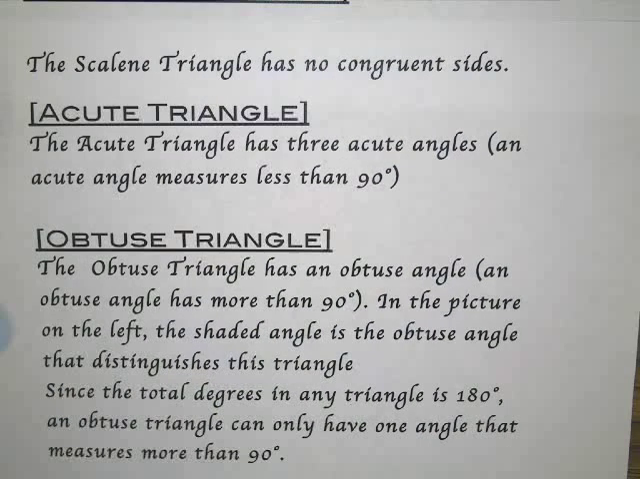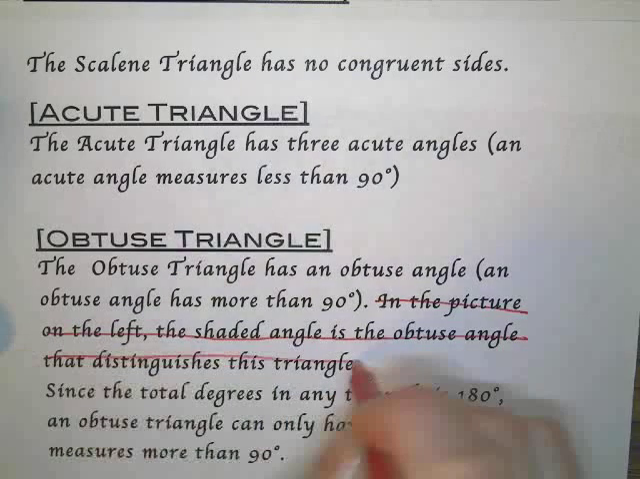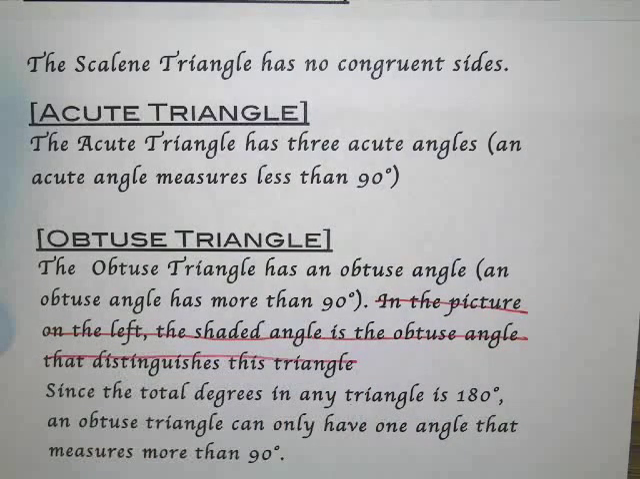All right. So an obtuse triangle has one angle that is bigger than 90 degrees. And then since the total degrees in any triangle is 180 degrees, an obtuse triangle can only have one angle that measures more than 90. It can't have more than one. So one angle will be bigger than 90 degrees, the rest would have to be smaller.